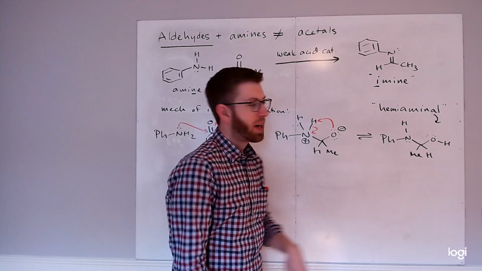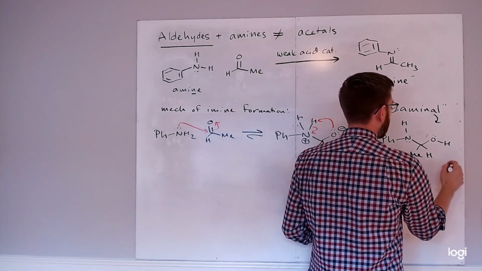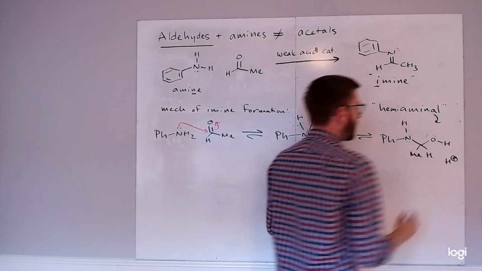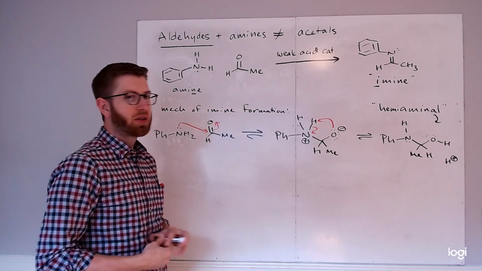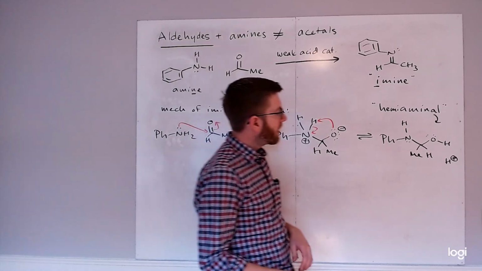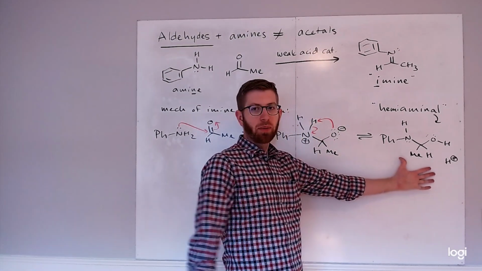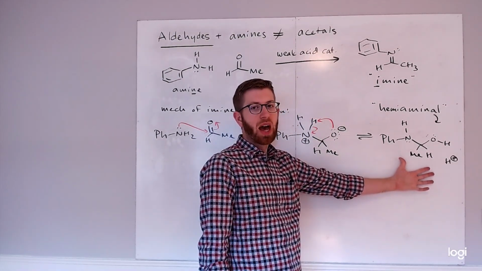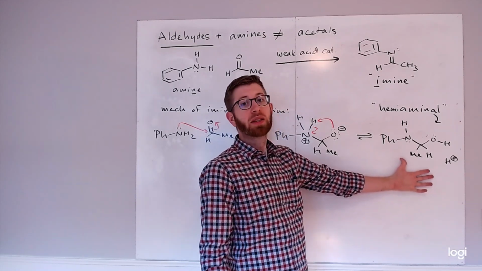Here's where the acid catalyst comes in now. So imagine we have a proton that's now floating around. Again, we won't specify the structure of the catalyst because you could use a lot of different types of things. And now I have to think about, well, where in this molecule that I'm proposing, this hemiaminal, could I actually add a proton? I'm looking for basic sites.